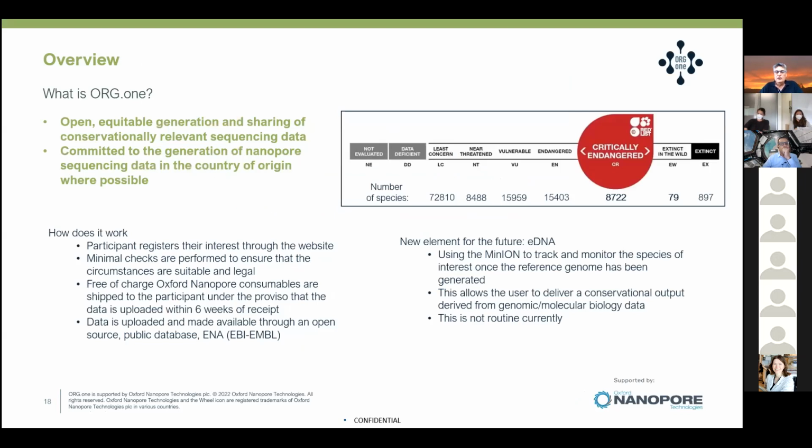I'm just going to finish my talk here with a mention of one of our initiatives that was started last year, and that is called org1 or org.1. And this is targeting critically endangered species worldwide. It provides reagents and flow cells free of charge to have sequencing done on a species that you nominate that's on the critically endangered red list. I believe there's a dolphin species from Otago Uni that's been sequenced by this program, and we've got a range of others that are in process.